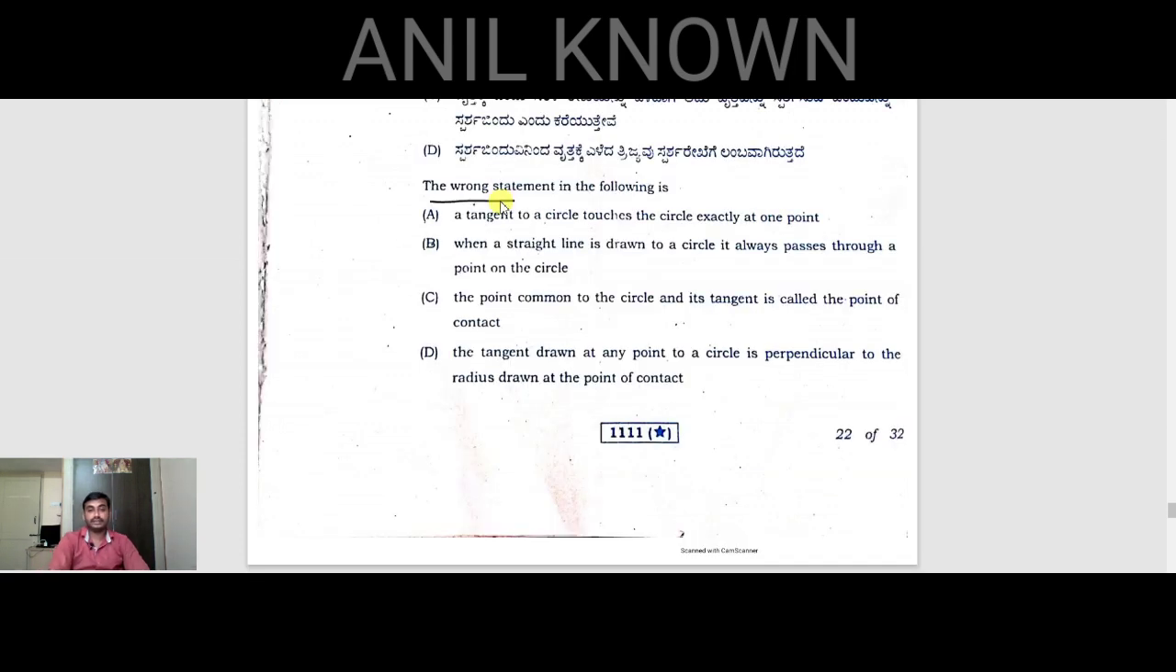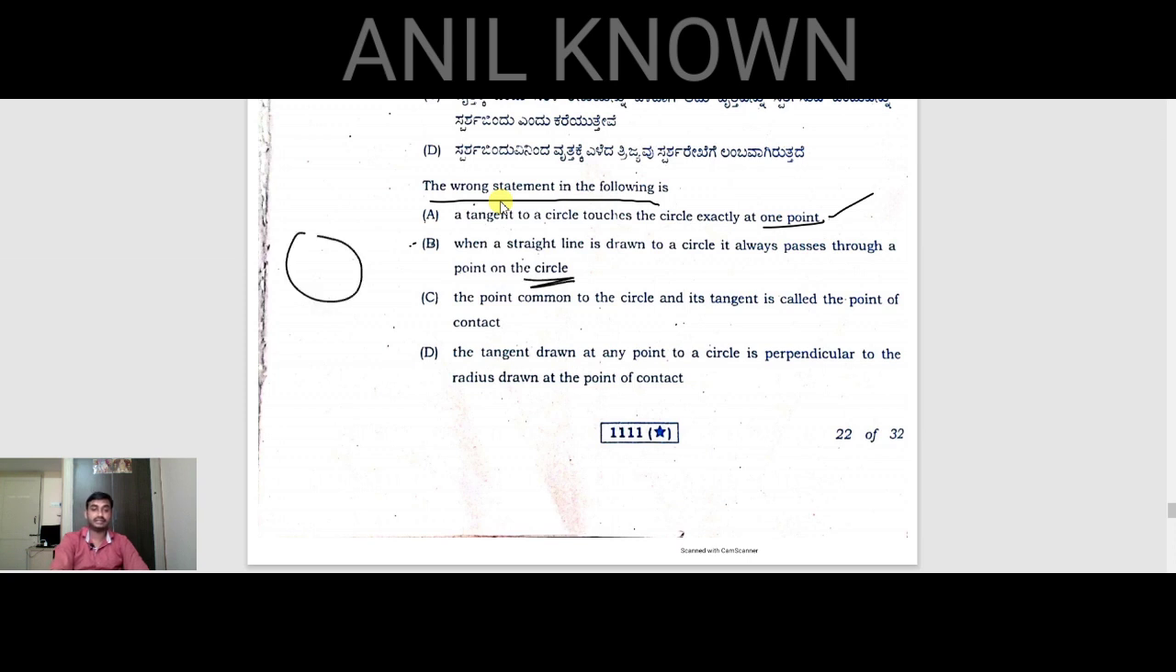Next question, the wrong statement in the following is. Very simple, a tangent to a circle touches the circle exactly at one point. This is the correct statement. When a straight line is drawn to a circle, it always passes through a point on a circle.